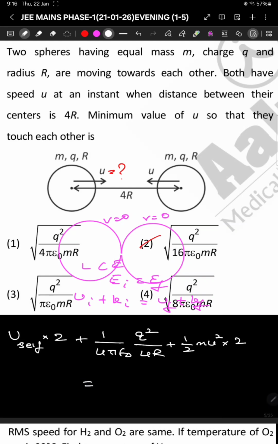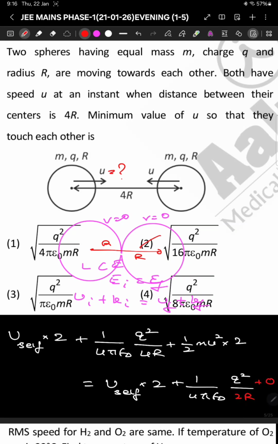Equal to the final potential energy, so the self energy of each sphere will be the same, two spheres are there, plus the interaction energy, 1 by 4 pi epsilon naught, q into q square by the separation between these two, which from center to center becomes 2r. Velocity is 0, so kinetic energy is 0. So here the self energy twice will get cancelled on both sides. From this you can find the u value. You will get the second option.